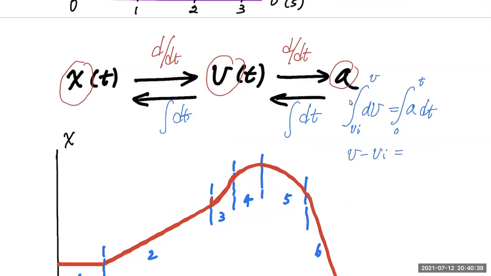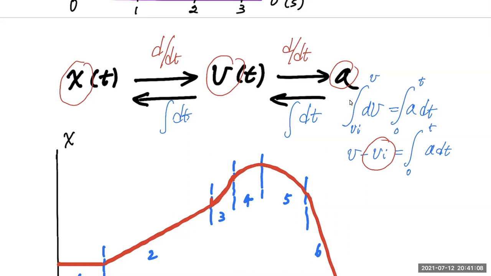The right-hand side, I don't know what a is. A could be a constant. It doesn't have to be a constant. So if you don't have any further information, you have to leave it as is, a dt. So you see, when I go from a back to v, I have to integrate, and in doing so, I am introducing a constant here. That is the initial velocity. When you differentiate both sides, this constant will disappear.